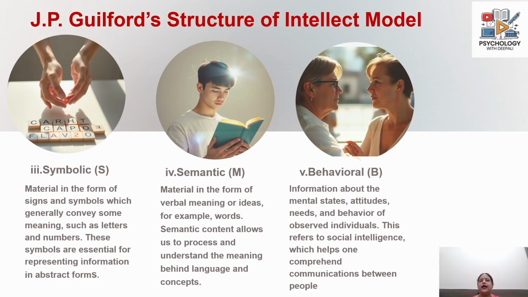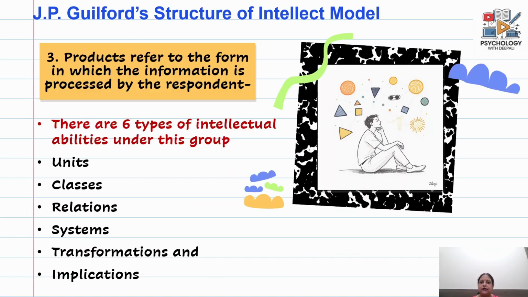So this is also a kind of social intelligence, where it helps us to comprehend or understand and communicate with people and understand basically what a person is feeling or what the person's attitude or behavior towards a particular thing is. So these are the contents. Now we come to the last dimension, or the third dimension, which is the products.